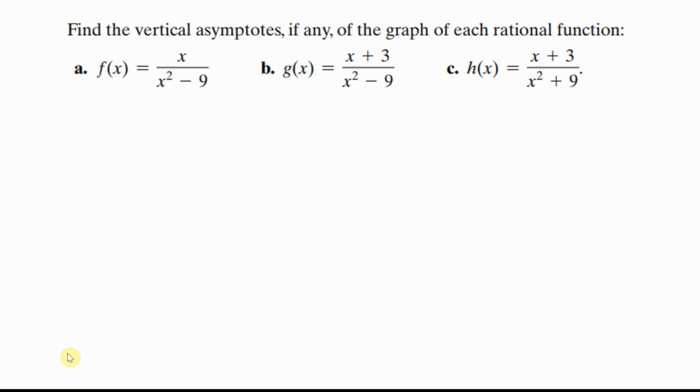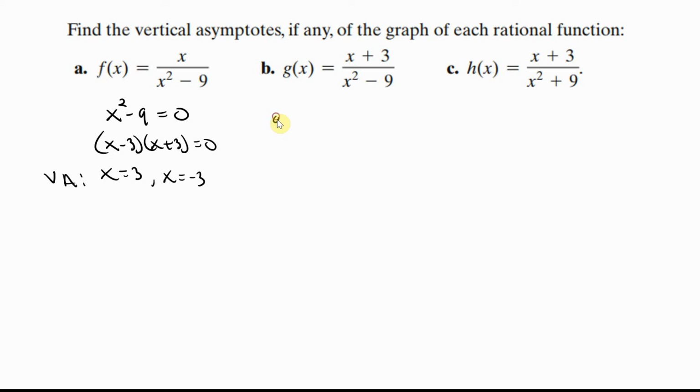Find the vertical asymptotes, if any, of the graph of each rational function. Well, you want to reduce, that is simplify, factor if possible, and then look at your denominator. We can factor here, but it's still going to stay the same. Look at our denominator. Set x squared minus 9 equal to 0. We can factor there. So we get x equal to 3, x equal to negative 3. These are our vertical asymptotes.